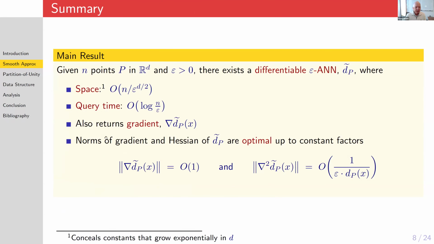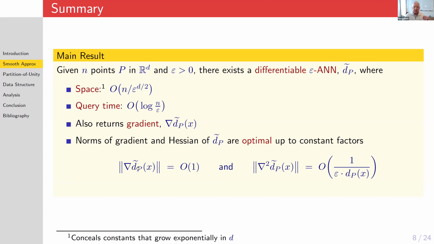Okay, so here's the main result. We're given a point set of size n in d-dimensional space. I want to compute a differentiable approximate nearest neighbor data structure. I would like the space to be pretty close to what the best space is for the AVD data structures that are out there, and the query time to be essentially matching the best. I would like to return the gradient. And finally, I would like to compute the Hessian, and I'd like those to be close to optimal.